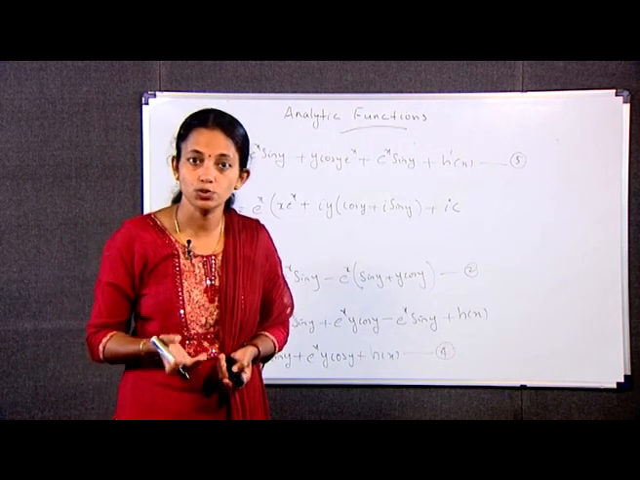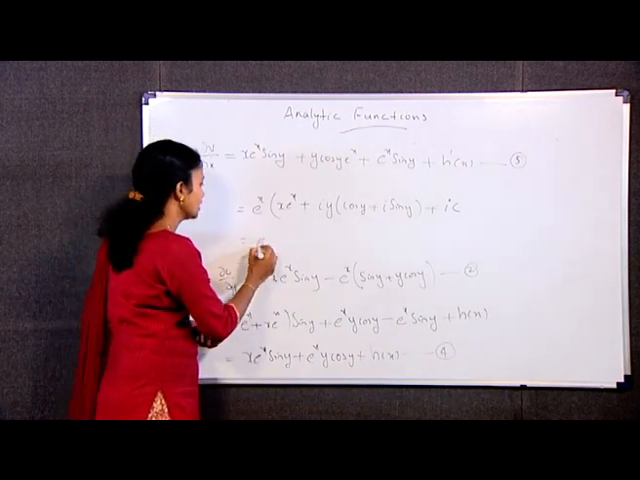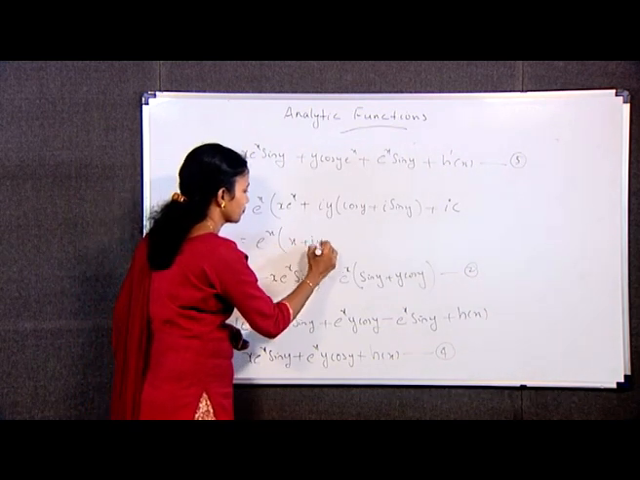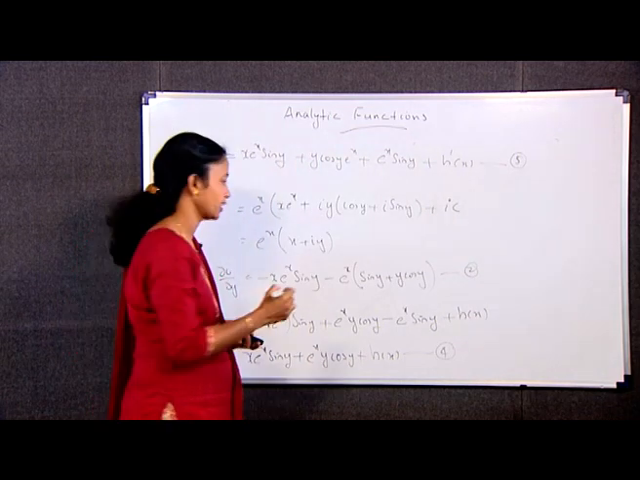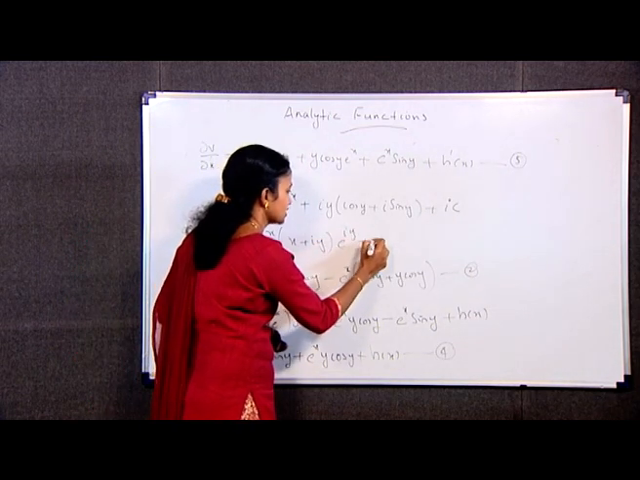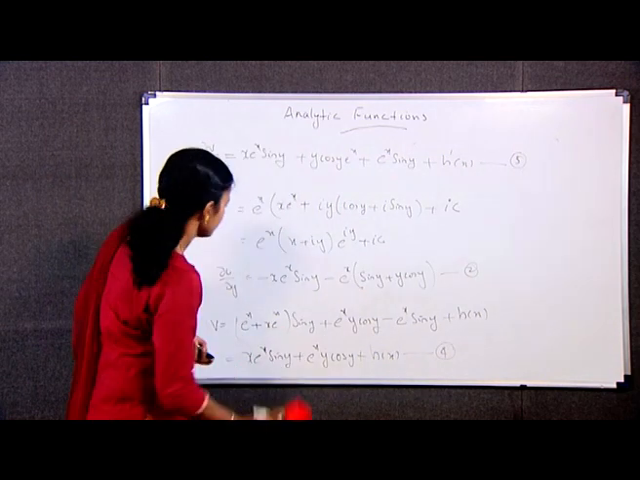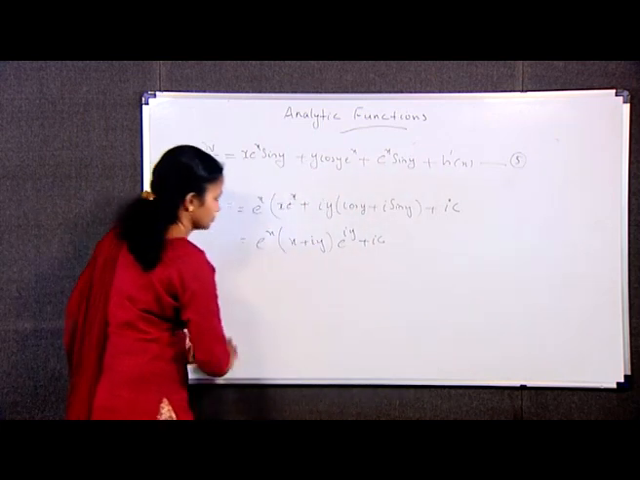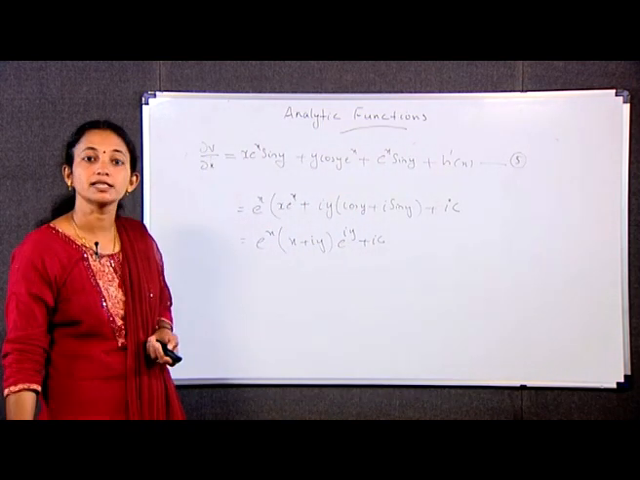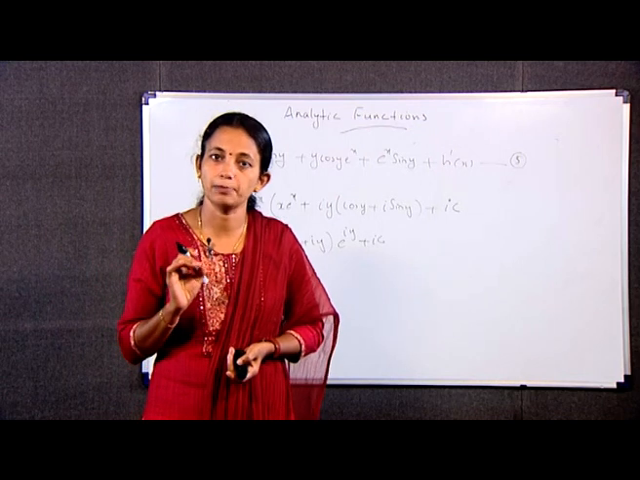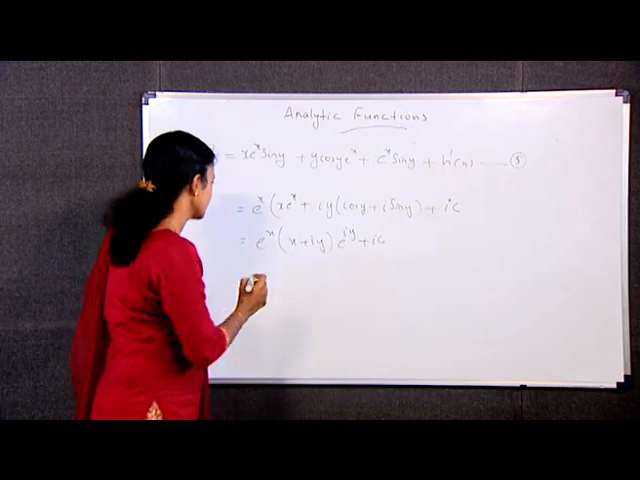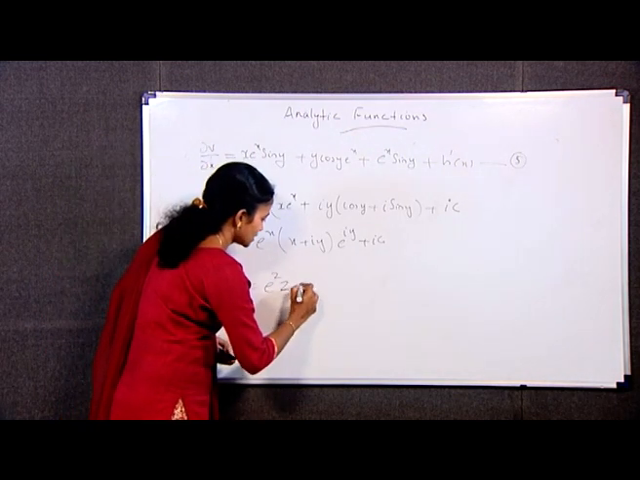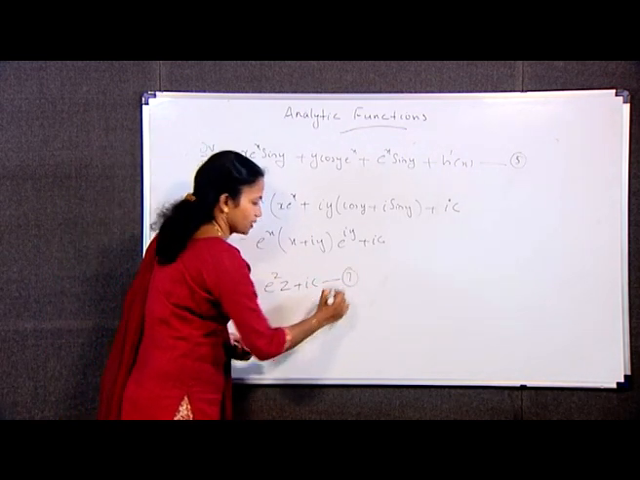That is e^x into, this I can write as, (x plus iy) into e^(iy) plus ic. That is e^(x plus iy) into (x plus iy) plus ic, or I can write this as equal to e^z into z plus ic. It is equation number 7.